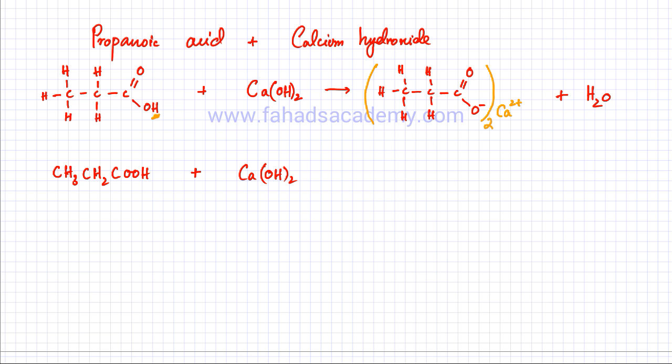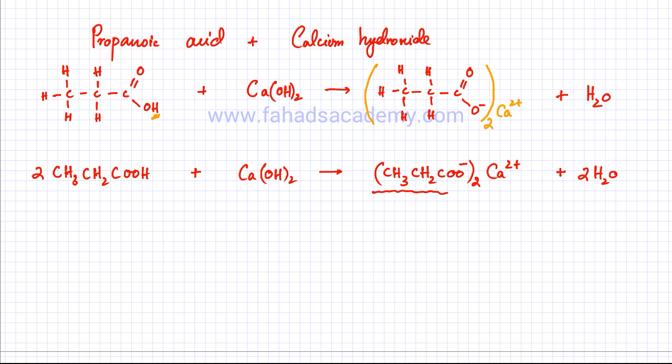Now I'm going to write a compressed version of the same thing. It's CH3, then you have CH2, then you have COO-, and there would be 2 of these ions, and there's going to be a Ca2+ next to it, and plus a water molecule will be produced. You need to balance this equation, so there should be 2, because you had 2 ions, so there should be 2 propanoic acids, and there should be 2 water molecules because you have 2 OH ions over here. Now the equation looks balanced. So that's your salt that would be produced.